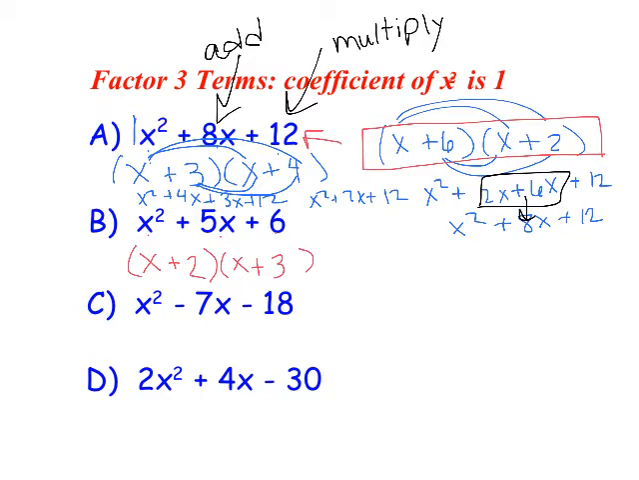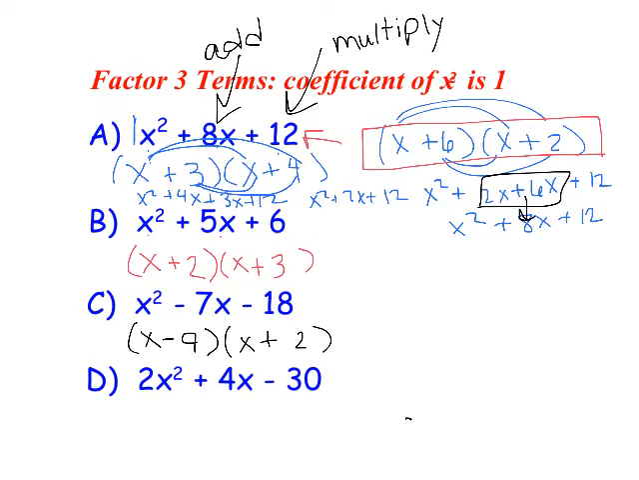Example C. What multiplies to negative 18? 9 and 2, or 3 and 6? And 9 and 2 can somehow be combined to make negative 7. So if we put in 9 and 2, we would need a negative 9 and a positive 2 to multiply to negative 7, but add to negative, or sorry, I said that backwards. To multiply to negative 18, but add up to negative 7.